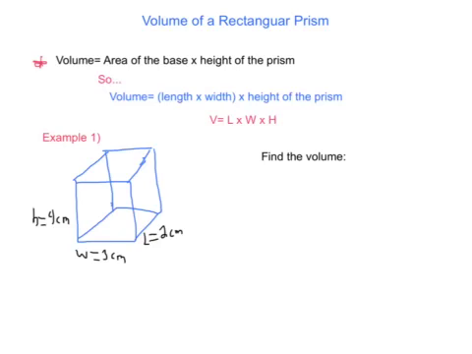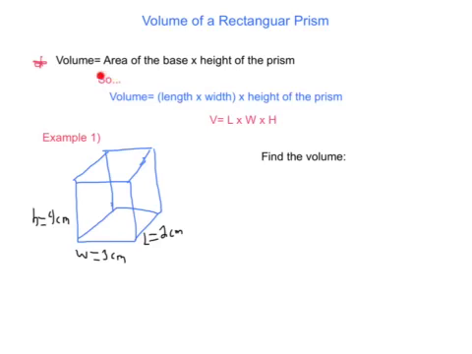Now, last time we looked at how to find the volume of a rectangular prism, but we just looked at the basic thing right here. The area of the base times the height of the prism. Last time we always gave you the area of the base. What we're going to look at today is actually finding the area of the base, then multiplying it by our height of the prism. So volume equals the area of the base times the height of the prism.